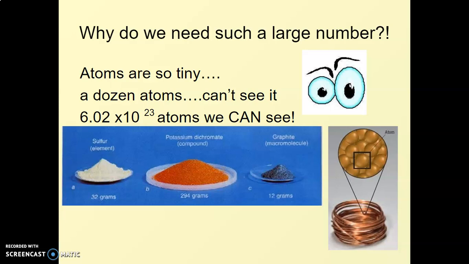So the picture on the screen right now shows us a couple different substances, and it shows us a mole of those substances. So a mole of sulfur, a mole of potassium dichromate, and a mole of graphite. So you can see that that's actually a decent amount. 32 grams, 294 grams, 12 grams. These are amounts that we can see, measure, and talk about. This is why we use moles.